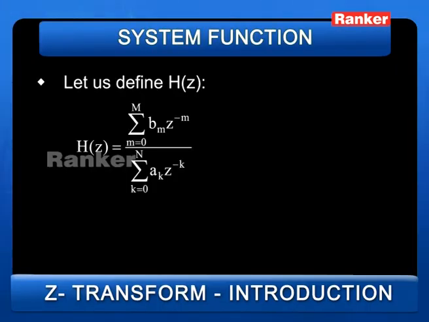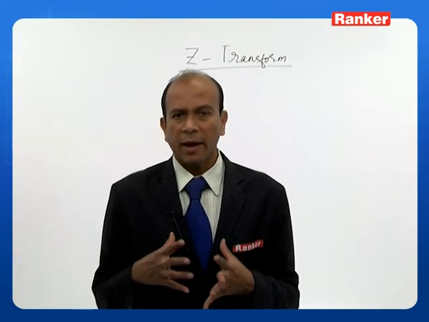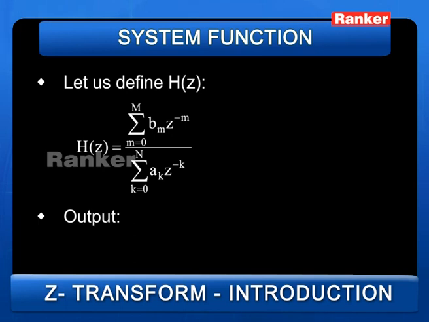So what is H(z)? It consists of a numerator, which is a summation of m equal to 0 to M, b_m z^(-m), divided by a summation of terms k equal to 0 to N, a_k z^(-k). The system has an input X(z) and the output is Y(z), and the system function is H(z). Then the output will be the product of the input and the system function, that is, Y(z) will be equal to X(z) times H(z).